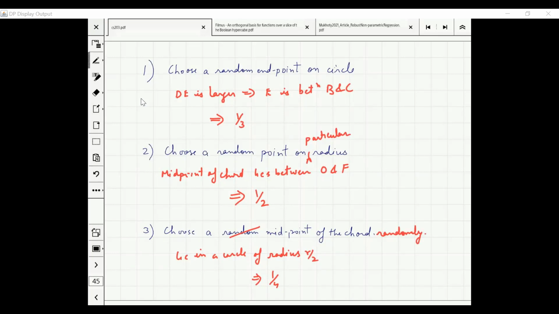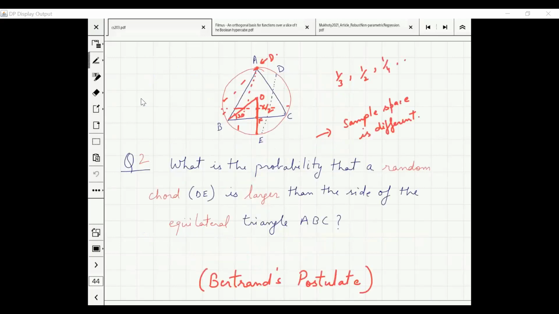So it is not clear. How was the solution 1/4? This is exactly the same argument, but now whenever the midpoint lies at a distance of less than R/2 from the center, then the chord will be bigger. That's what we saw from the previous slide. So it's just that the sample space is different. In the second part, I fixed the radius and the midpoint lies anywhere on this radius. In the third case, my midpoint can lie anywhere in the R/2 circle. Yes, sir.